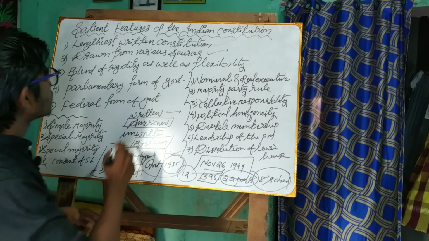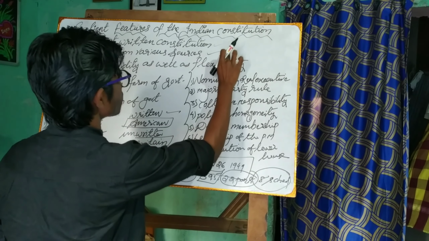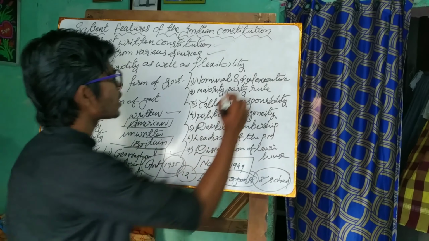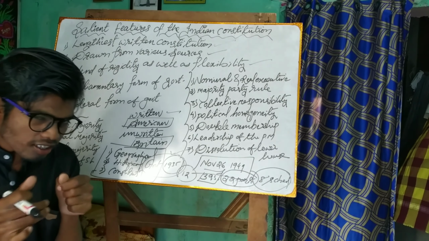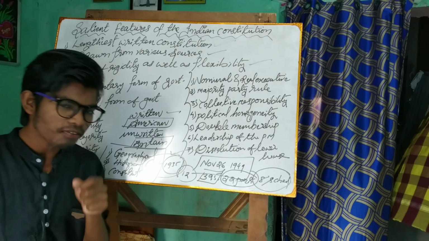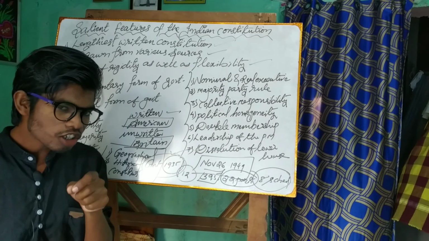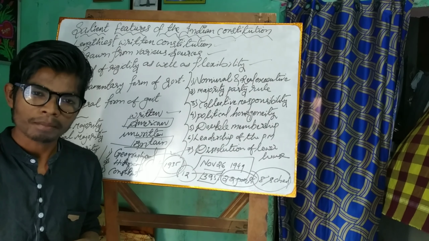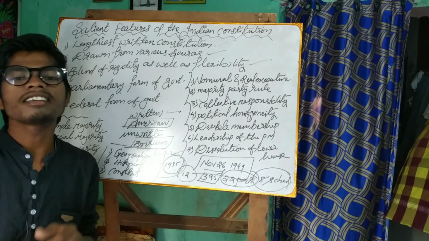So that is all about the features drawn from various sources. Next, we have the blend of rigidity as well as flexibility. So what is the blend of rigidity as well as flexibility? Well, constitutions are basically of two types. The first is a rigid constitution. So what do you mean by a rigid constitution?